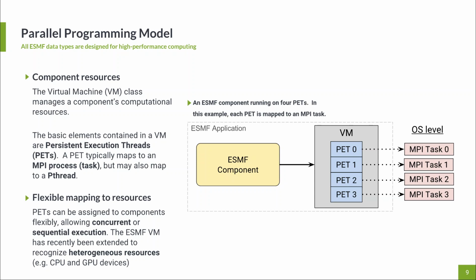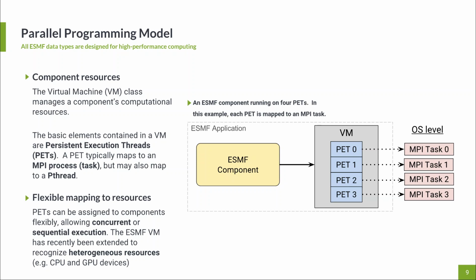One newer thing that we're looking at now is extending the VM to recognize heterogeneous resources. We now have prototypes where this is working. The idea here is, let's say you have a coupled system and one of the components can take advantage of an accelerator device like a GPU. You want to make sure that you're mapping those components to the hardware in a smart way, such that the components that can take advantage of GPUs are on those hardware nodes.